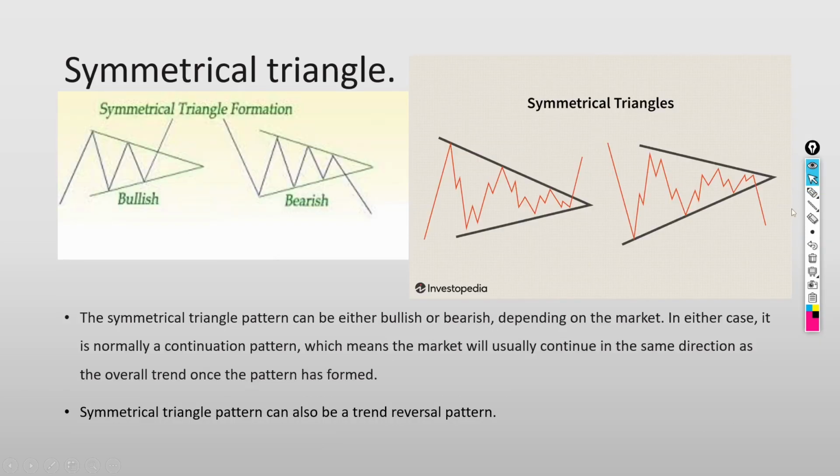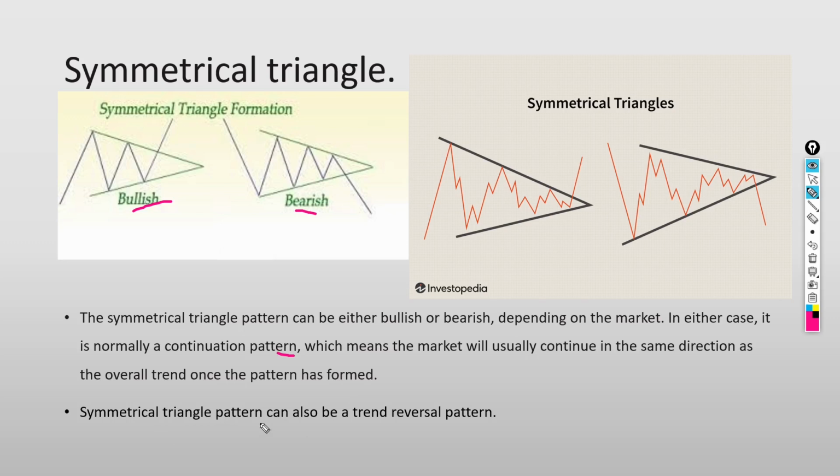So we have what we call a symmetrical triangle. So we have a bullish symmetrical triangle and then a bearish symmetrical triangle. Symmetrical triangle pattern can either be bullish or bearish, depending on the market. In either case, it is normally a continuation pattern, which means that the market will usually continue in the same direction as the overall trend once the pattern is formed.